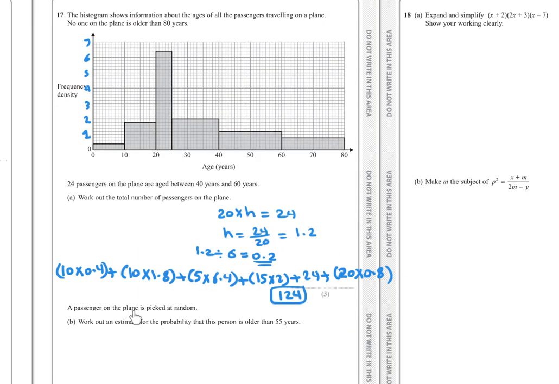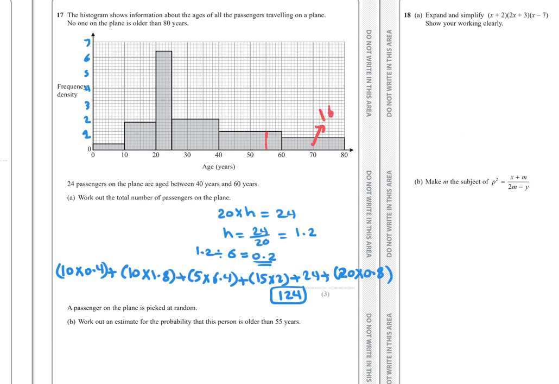A passenger on the plane is picked at random. Work out an estimate for the probability that this person is older than 55 years. So we need to find the number of passengers older than 55. So we need to find the area for this rectangle and that one. The last one we have is 20 times 0.8, which is 16. So this is 16.